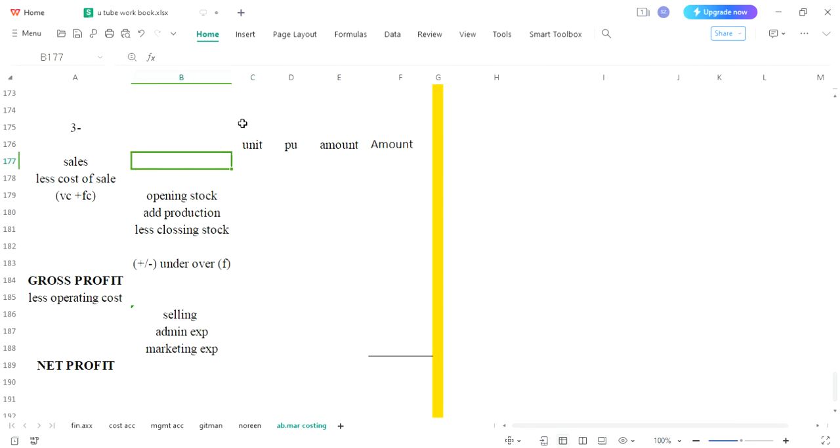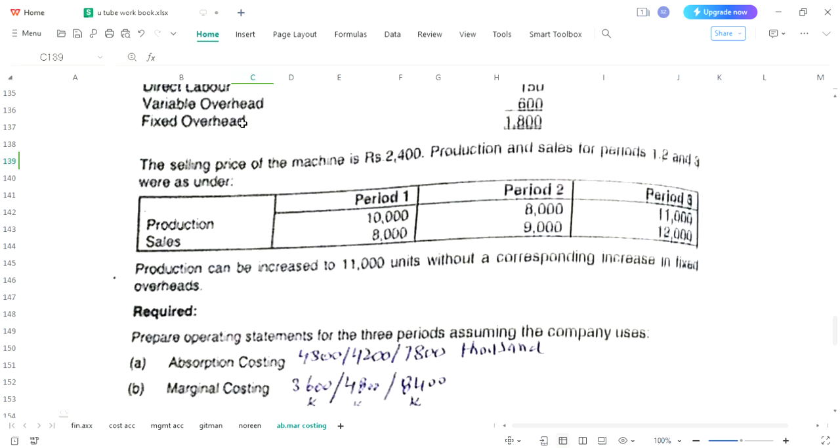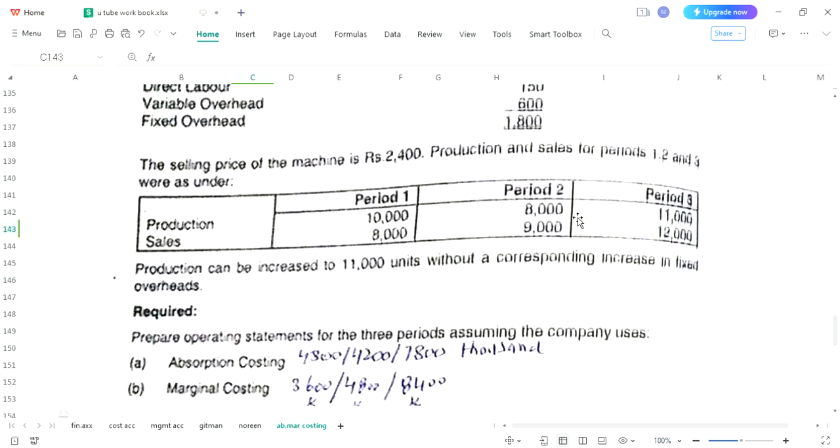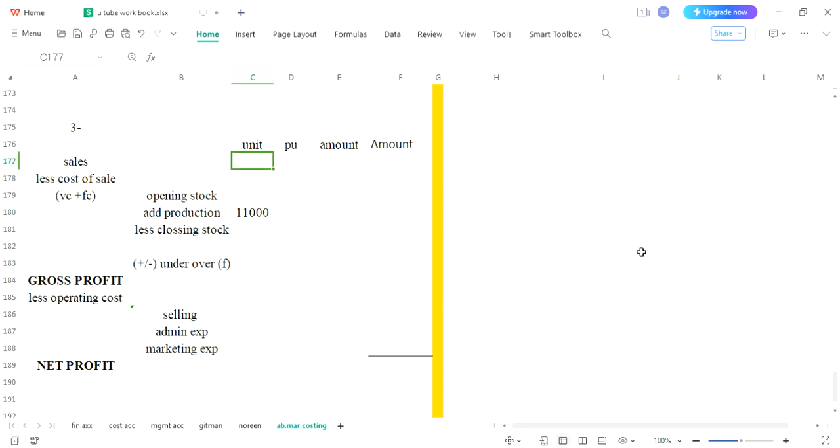Alright guys, for the third time period our performer is ready. For the third period our production is 11,000, so you will write number of units 11,000 over here, and then you can see sales units are 12,000. So 12,000 would be put in front of sales.